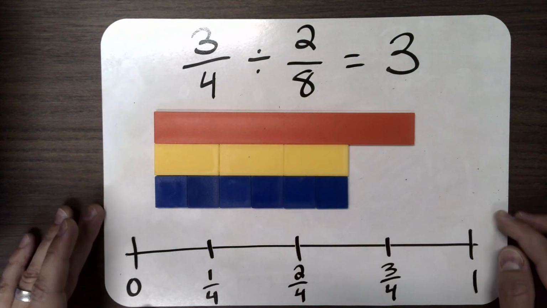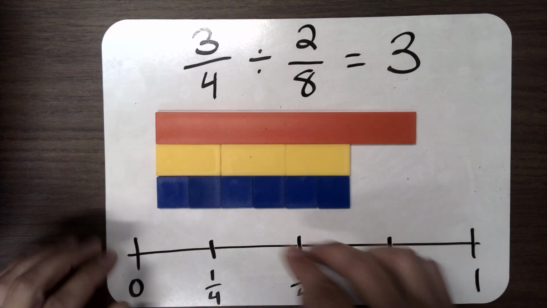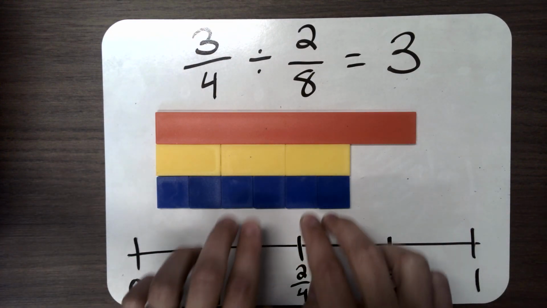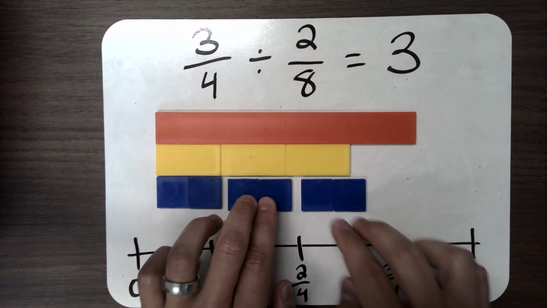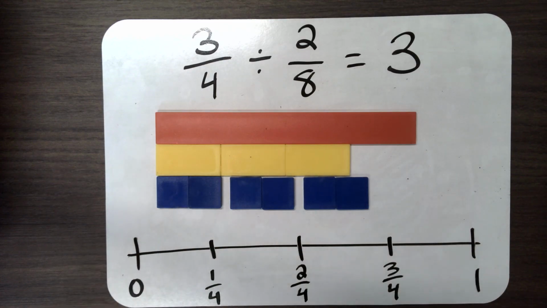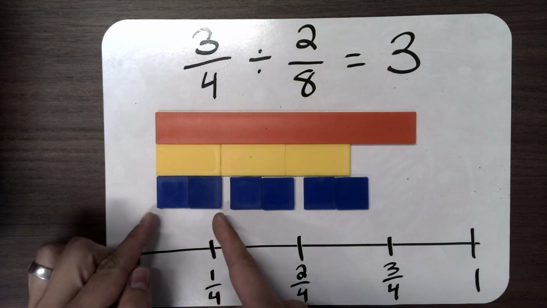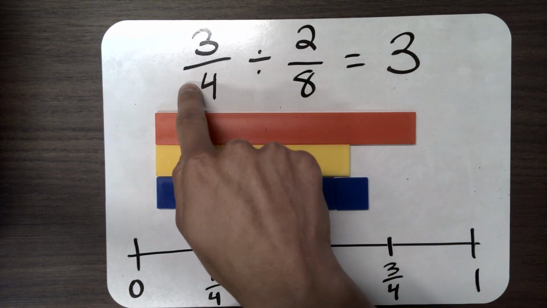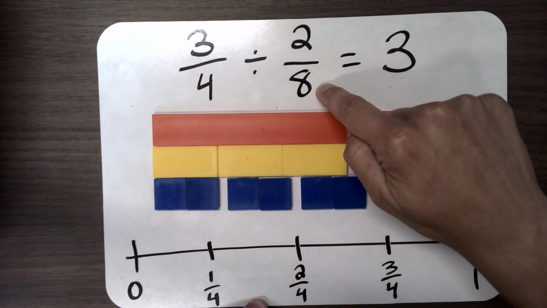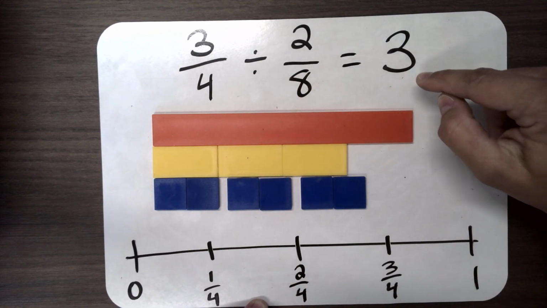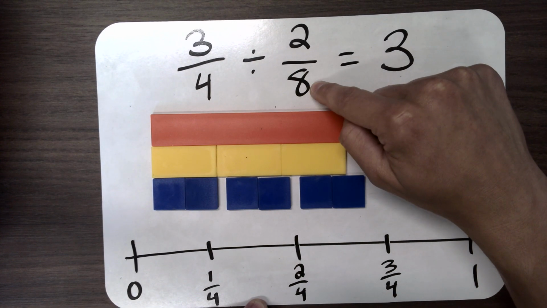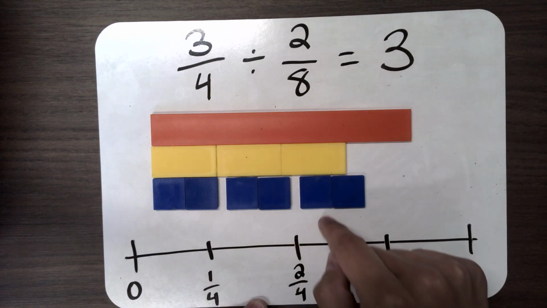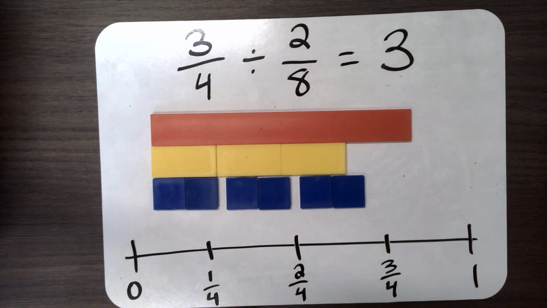Okay, so now if we want to create groups that have a size of 2/8, we could create 3 different lines, or we can just see that we have 3 distinct groups that have that size of 2/8. There's a size of 2/8, there's a size 2/8, there's a size 2/8. So we have 1, 2, 3 groups with that size. So again, if we're starting with 3/4 and we're dividing into groups with a size of 2/8, we're looking at how many groups with that size of 2/8 do we have? We have 1, 2, 3, so our quotient there is going to be 3.